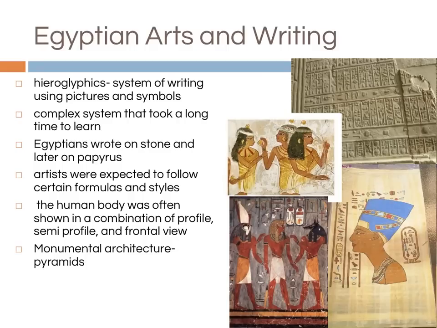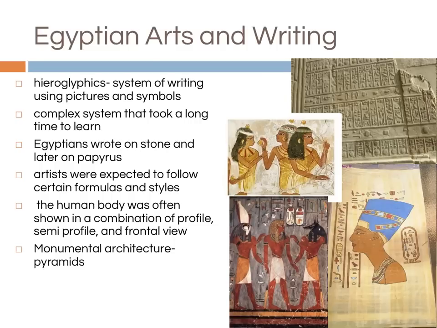So next is Egyptian arts and writing. So hieroglyphics are the system of writing that the ancient Egyptians had that uses pictures and symbols. Like I talked about in the earlier part of the PowerPoint, this is a very complex system with thousands of different symbols. The Egyptians initially carved a lot of their hieroglyphics into stone and then later onto papyrus, which is not paper, but it's kind of similar to paper. It's made from reeds woven together.